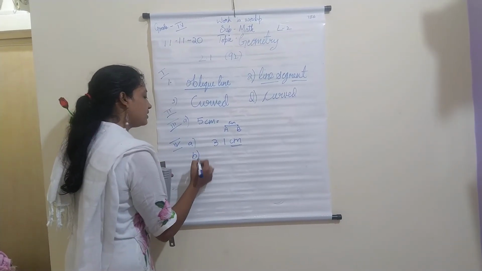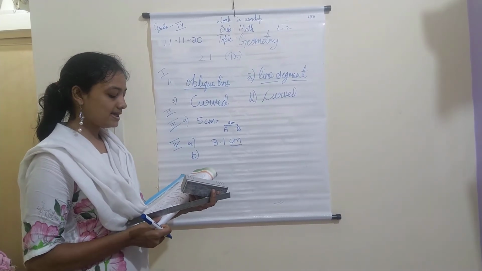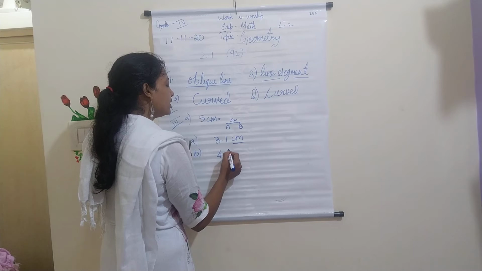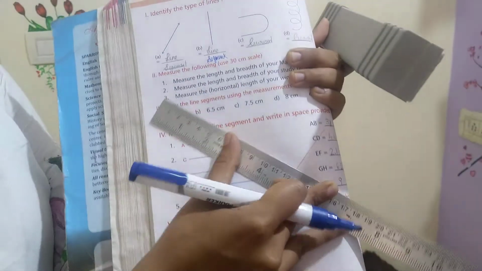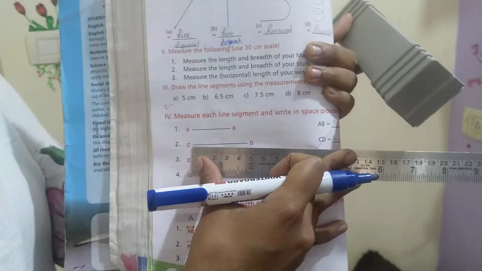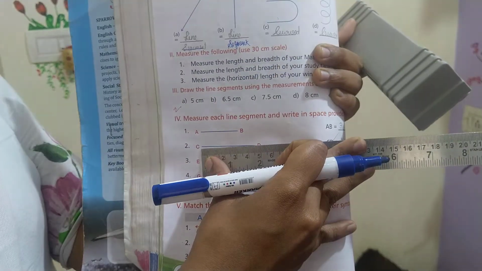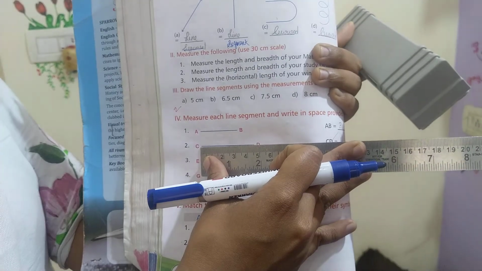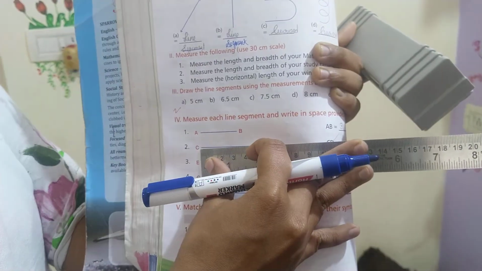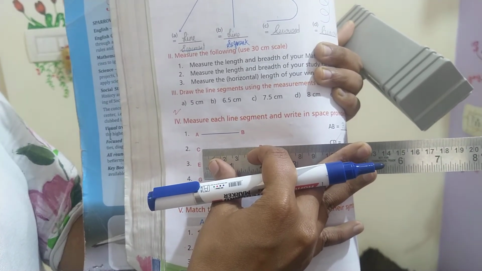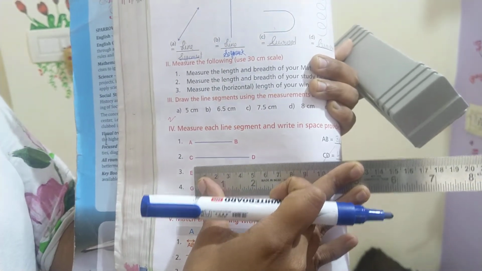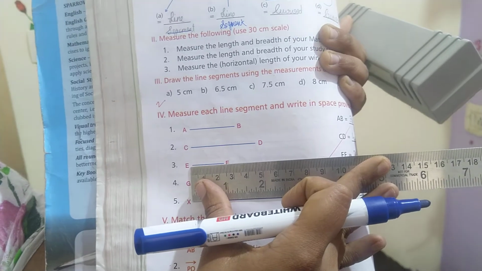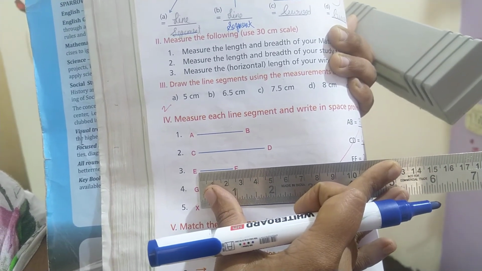Can you say for the second one? The second one is 4.4 centimeters. Children, I am going to show you once more how to measure the lines. See, I keep my scale's 0 on one edge and I measure it to my next edge. So I can see the line touching after 4, I have 4 lines. So it is 4.4.